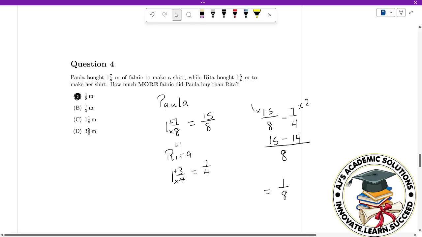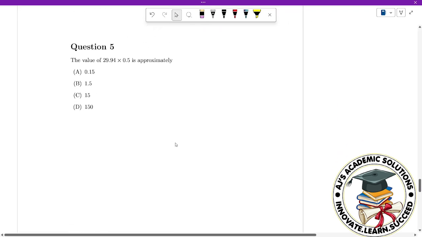Okay, so moving on now to the next question. The value of 29.94 times 0.5 is approximately what? Now, this is one where I'll show you 2 different approaches to doing this. The first approach is very straightforward.